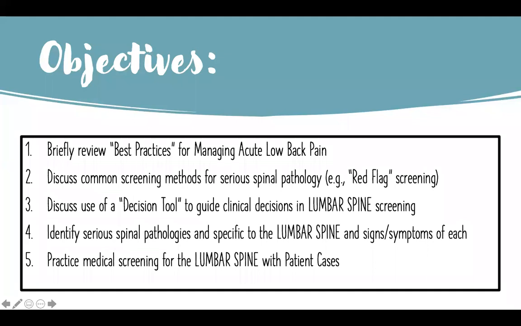Okay, so objectives for this lecture: I want to briefly review best practices for managing acute low back pain. I want to discuss common screening methods for serious spinal pathology, the use of red flag screening, and the use of a decision tool that might guide clinical decisions in our screening. I want to identify serious spinal pathologies and the signs and symptoms that are common to those pathologies, so we can start thinking about whether we are picking up on red flags or if we do suspect underlying spinal pathology. We're not making the medical diagnosis for that pathology, but we do want to have those medical diagnoses in mind that may correspond with these clusters of signs and symptoms.